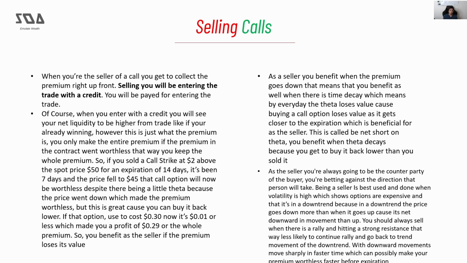So when you're a seller of a call, you get to collect the premium right up front. In selling, you will be entering the trade with a credit. You will be paid for entering the trade itself. In the other case, when you buy a call, you actually have to pay a debit. You have to actually pay what the premium costs. So if the option costs $1, you're going to have to pay $100 for that option contract. But when you're a seller, you're always going to collect a premium, which is a credit, because you don't have to pay anything because you're selling.